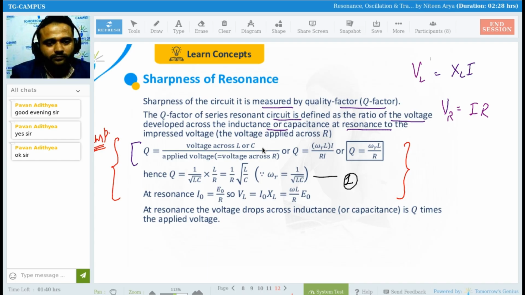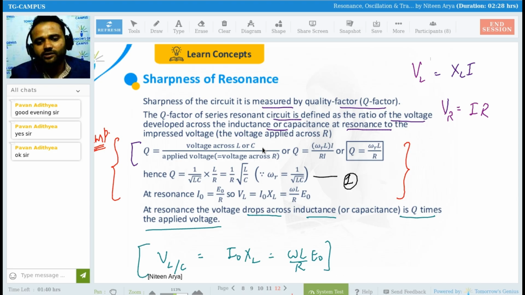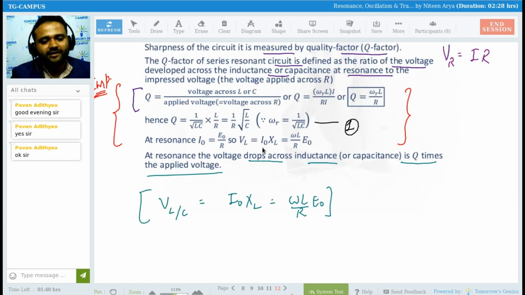So at resonance, the main thing is that the voltage drop across the inductance or capacitance is Q times the applied voltage. So you can find that V naught, or VL or VC, which is I naught XL. If I'm finding L here, that is omega L by R times E naught. Clear? Because I naught is E naught by R. So in that sense, you can find these things.